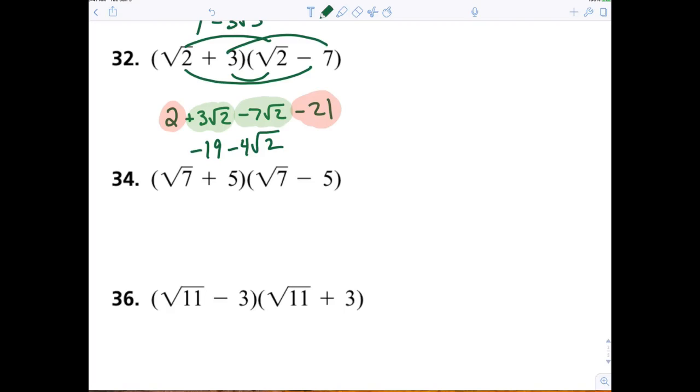All right. The smiley face, I think, is how it should be done. First term times the first term. First smiley face, second smiley face, last times last. And then combine terms. Now what I want everybody to do is try 34. You've got 30 seconds. Let's go. Let me see how you're doing.